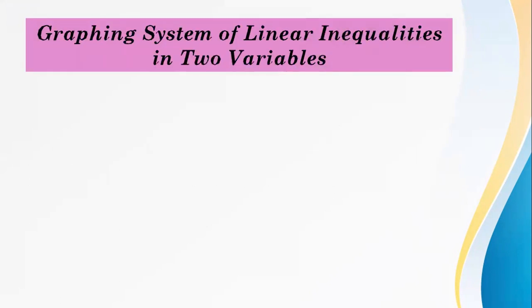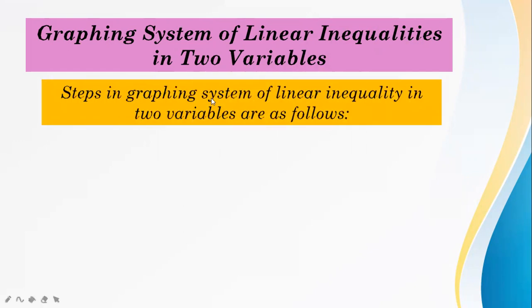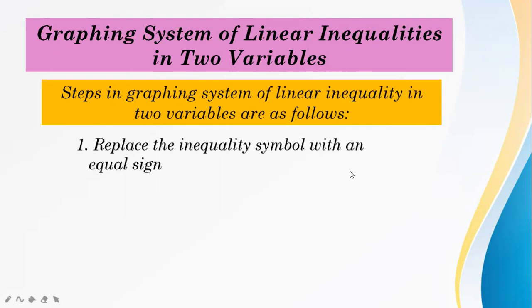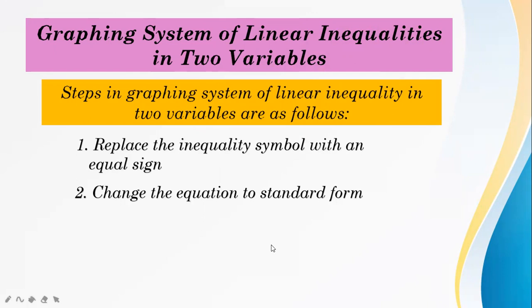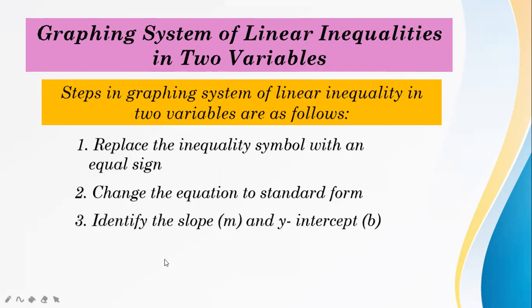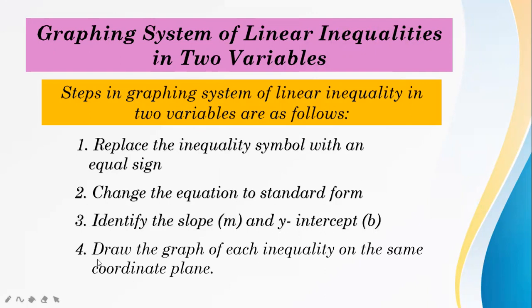Graphing system of linear inequalities in two variables. Steps in graphing system of linear inequality in two variables are as follows. So the first one, replace the inequality symbol with an equal sign. Number two, change the equation to standard form. Number three, identify the slope, that will be your m, and the y-intercept b. And number four, draw the graph of each inequality on the same Cartesian plane.